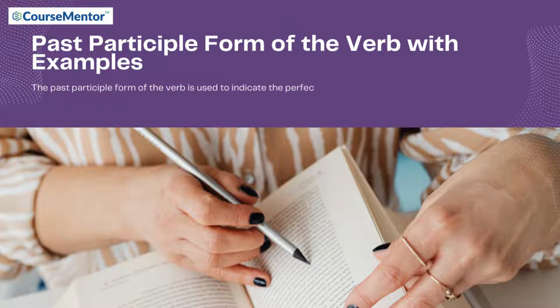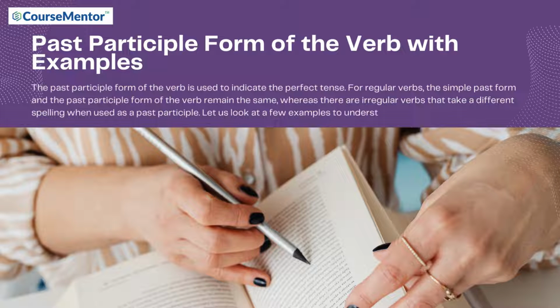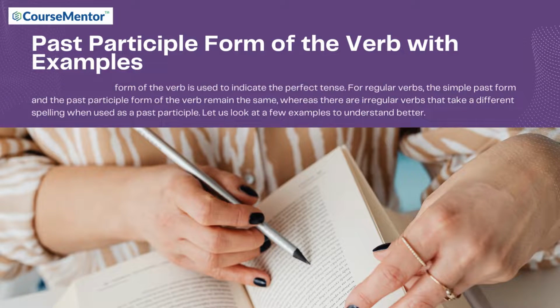Past participle form of the verb with examples. The past participle form of the verb is used to indicate the perfect tense. For regular verbs, the simple past form and the past participle form of the verb remain the same, whereas there are irregular verbs that take a different spelling when used as a past participle. Let us look at a few examples to understand better.